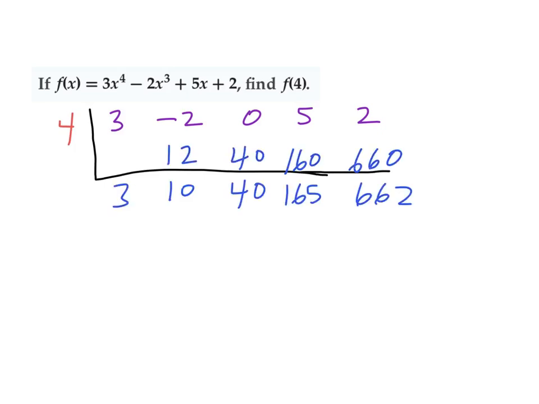Okay, so here's what you should have gotten. And again, we already knew what the answer was through evaluation. That wasn't a big deal. The point is I want to show you how synthetic substitution works. Okay, so my final answer is just that f of 4 equals 662. The remainder is the same value that you'd get if you would have plugged 4 in and simplified.